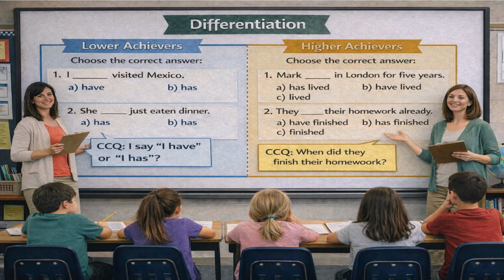As shown in this example, both groups are working on the same learning outcome, but with different levels of difficulty. This helps all students achieve the same goal in a way that matches their level. So, differentiation is not about changing the objective. It is about changing the level of support to help every student succeed.